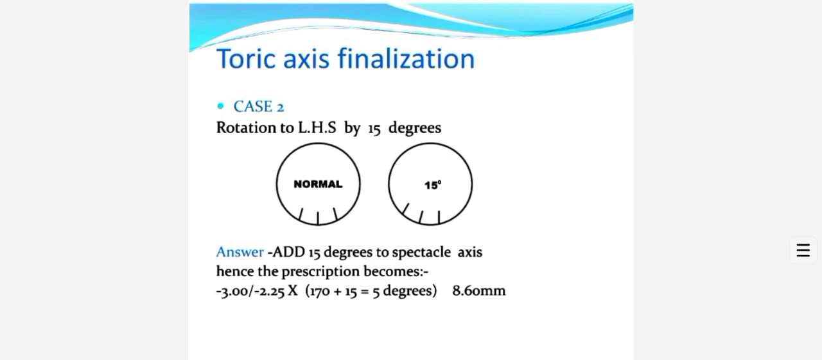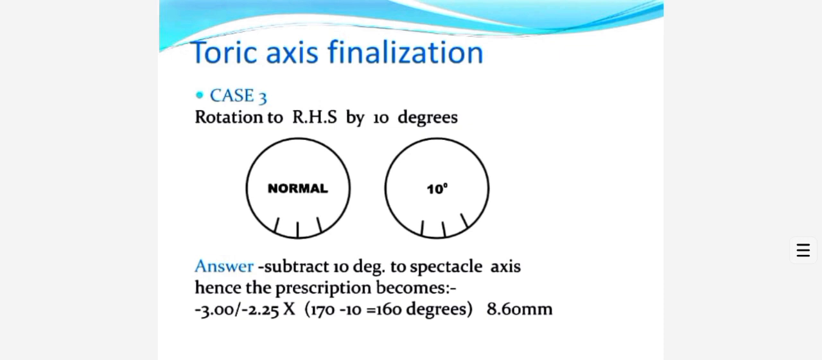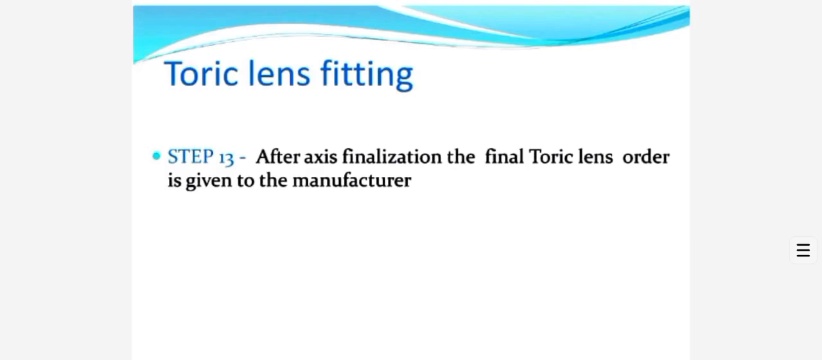And case 2: rotation to the left by 50 degrees is normal, and the 50 degrees is added to the spectacle axis, hence the prescription is adjusted, and the 5 degrees is given. And case 3: rotation to the right is given a 10 degree correction. In toric lens fitting, after axis finalization, the final toric lens is ordered and given by the manufacturer.